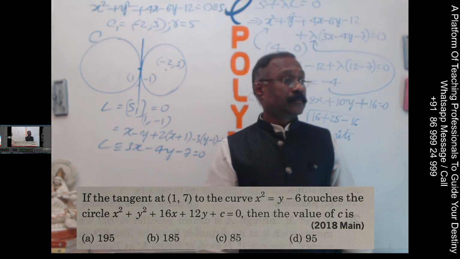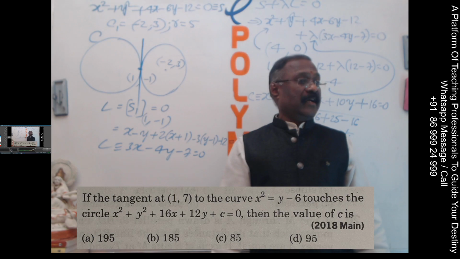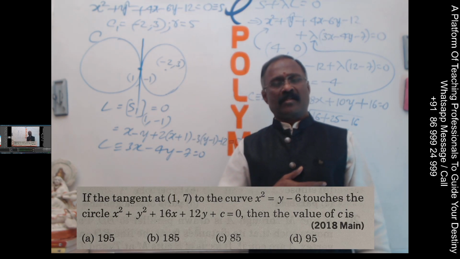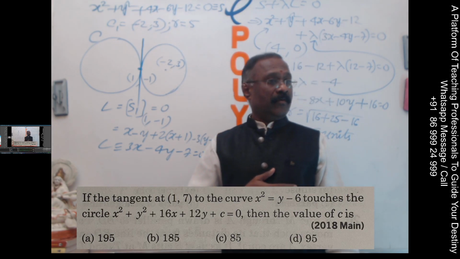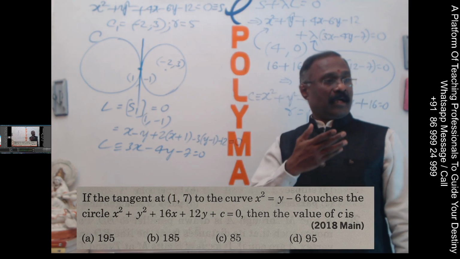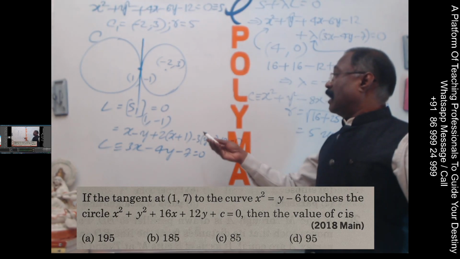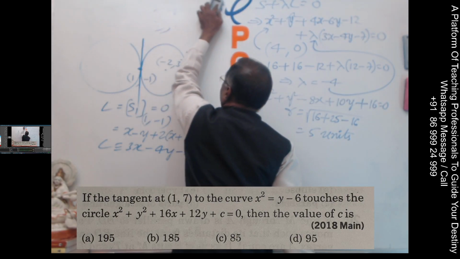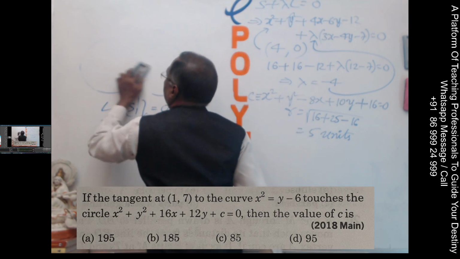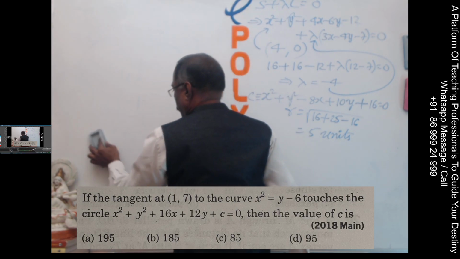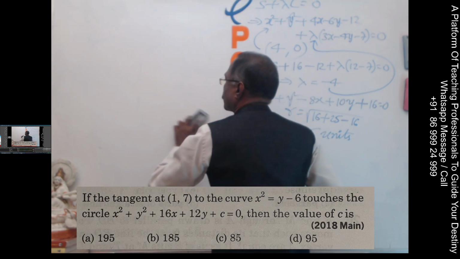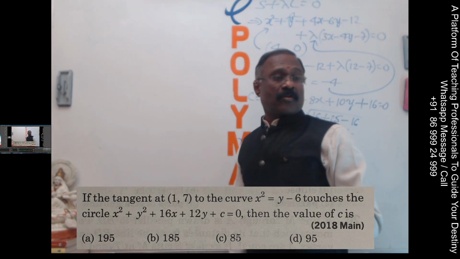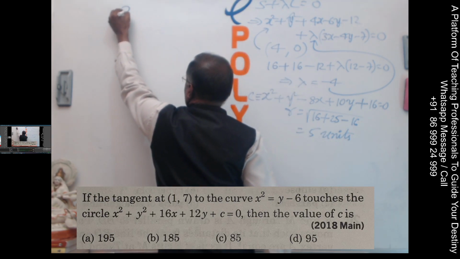So the tangent is at (1, 7). The condition for tangency is r equal to d. The perpendicular distance from the center to the line is equal to the radius. Here also, for the tangent, S1 equal to 0 is to be applied. Apply S1 equal to 0 to the parabola, please. What is the parabola given? x squared is equal to y minus 6.